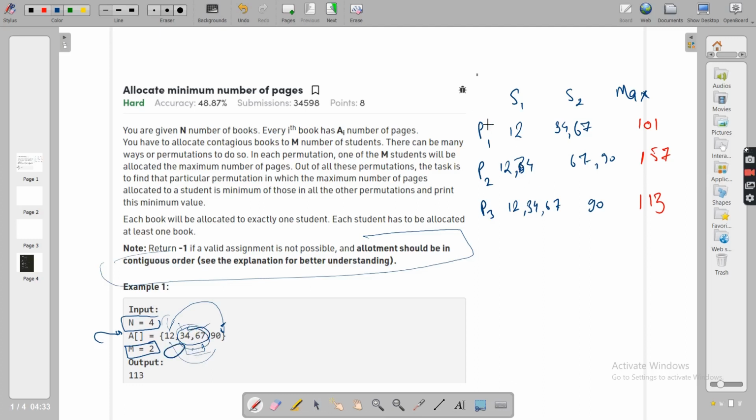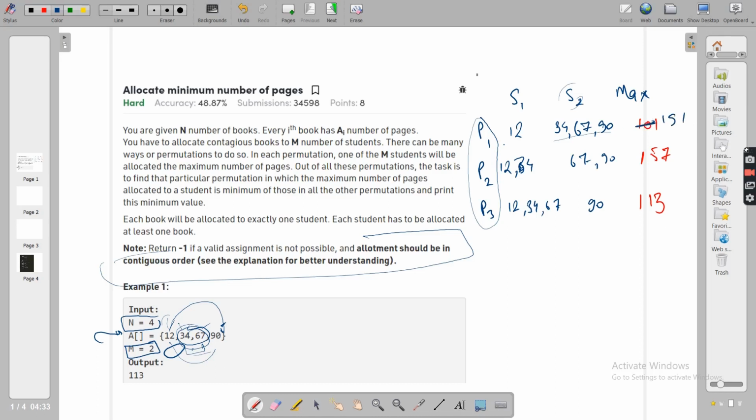Here are a few possible distributions of pages, and as you can see, they are contiguous. In these possibilities, s1 is getting 12, s2 is getting this much, and p2, p3 onwards. So if you pay attention, who is giving you the smaller value? Sorry, this is not one. If you add this, it is 191.